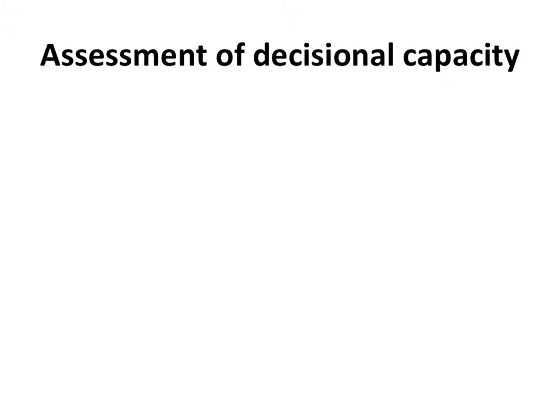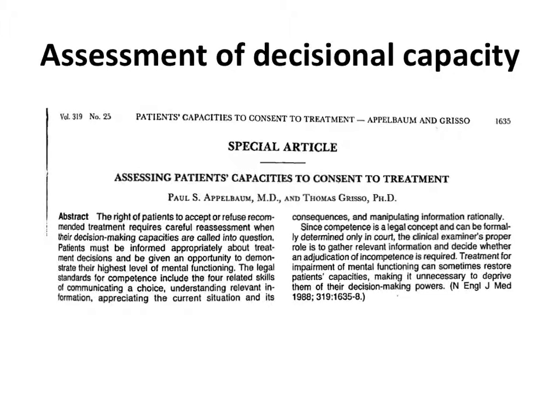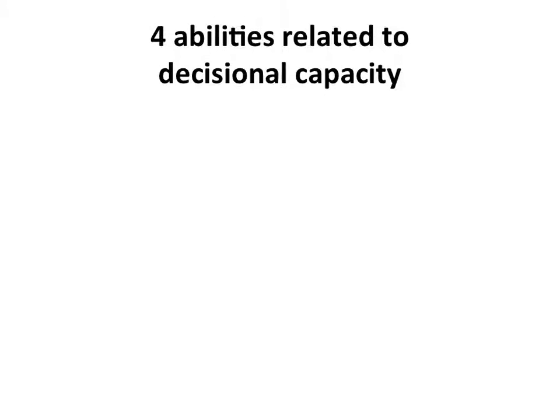So how do we assess decisional capacity at the bedside? We use 4 abilities related to decisional capacity, first described by Applebaum and Grisso in the New England Journal of Medicine in 1988. The 4 abilities are as follows. Number 1, the ability to communicate a choice.